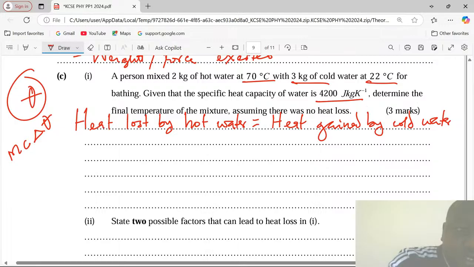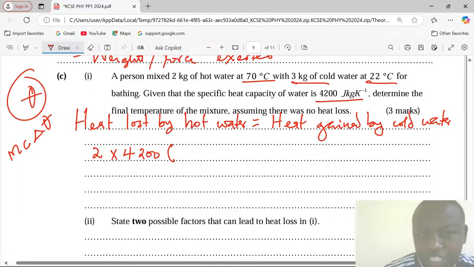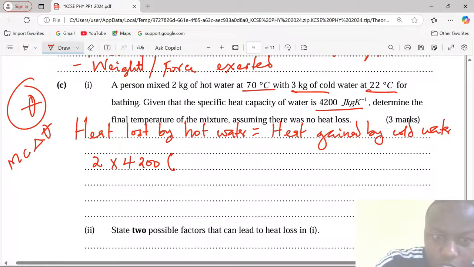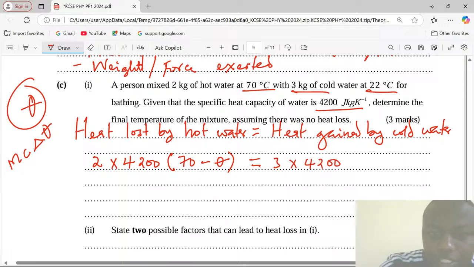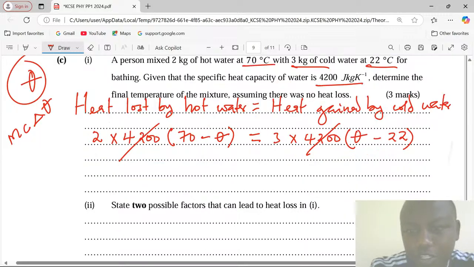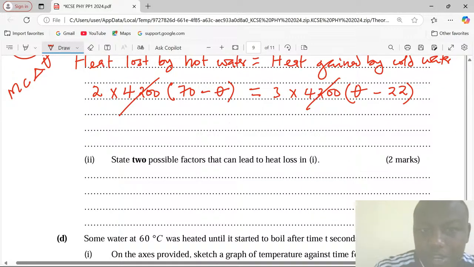So a mass of 2 kg multiplied by 4200 multiplied by change in temperature. So for the hot water from 70 all the way to theta, that is change in temperature, should be the same as 3 kg times 4200 multiplied by change in temperature, all the way to theta from 22. You can see 4200 can simplify out.